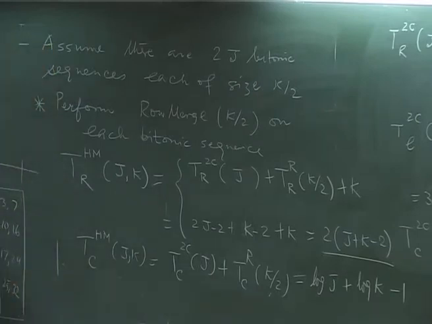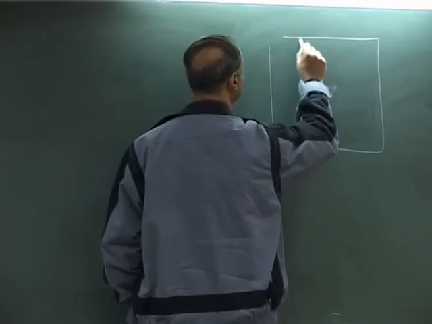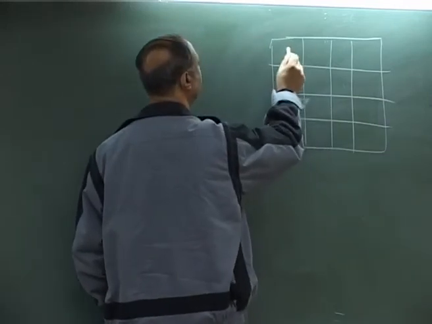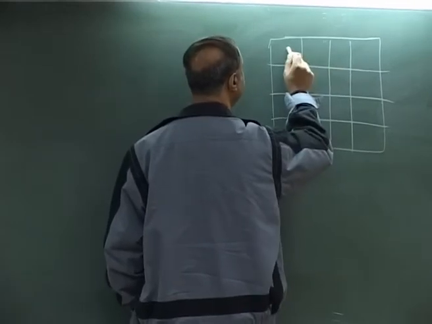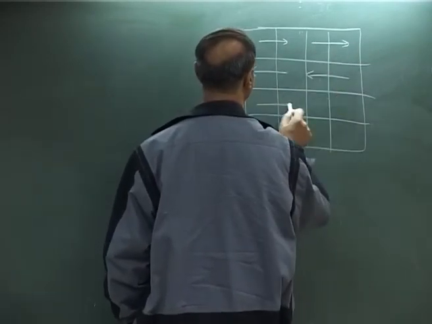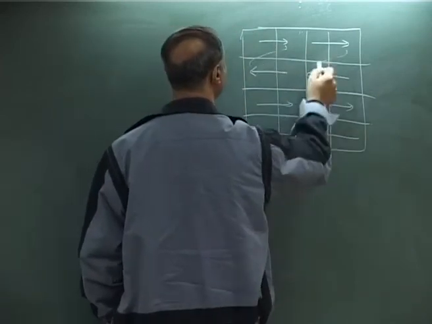Now you know what is vertical merge and what is horizontal merge. You are ready to write the sorting algorithm. While writing the sorting algorithm, you have to keep in mind that in the bitonic, it is in the form of a bitonic sequence, so one sequence will be in increasing order, another sequence has to be in decreasing order. First, if you have the 4 cross 4, this is a bitonic sequence, this is another bitonic, so you will be arranging them in this form. Yes or no? So that this forms a bitonic sequence.